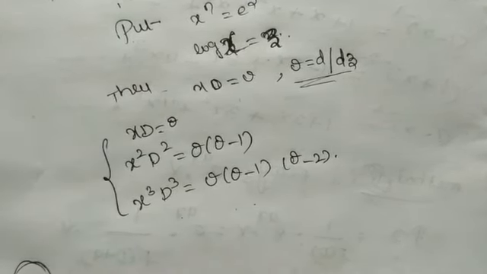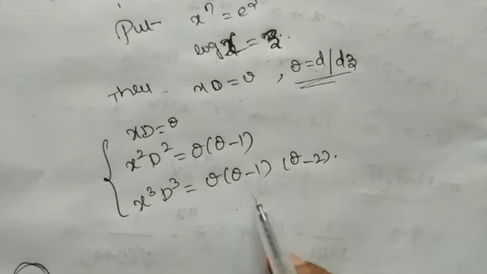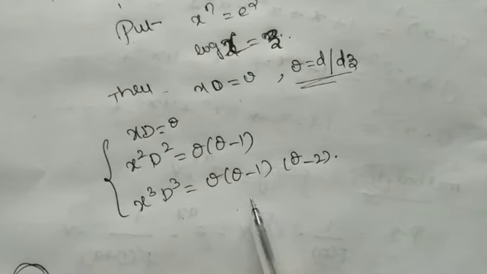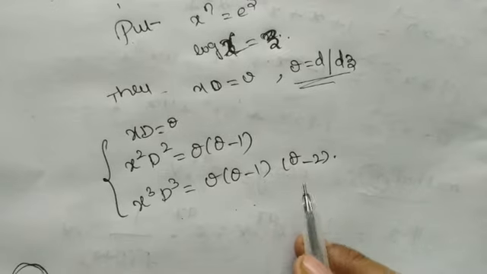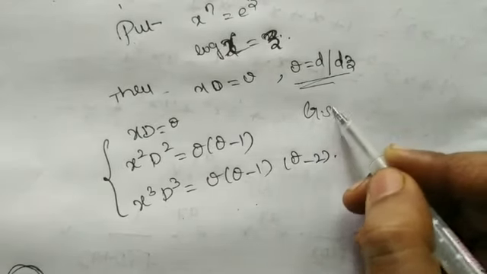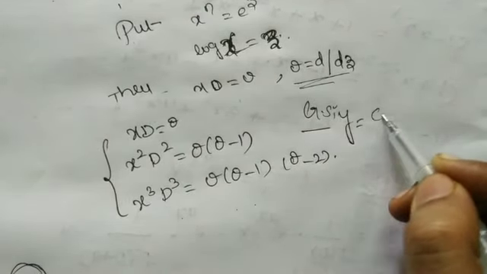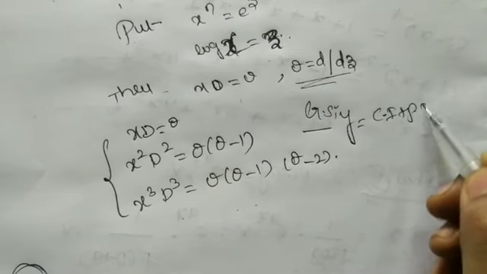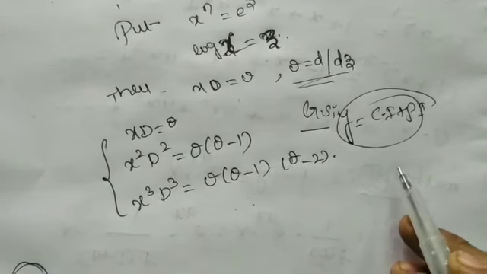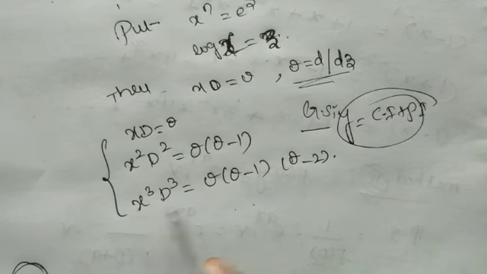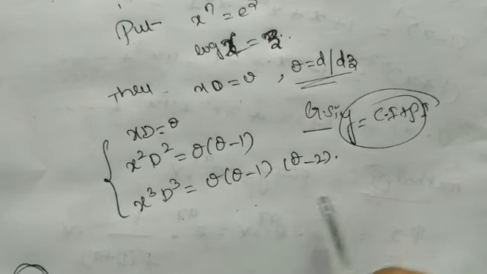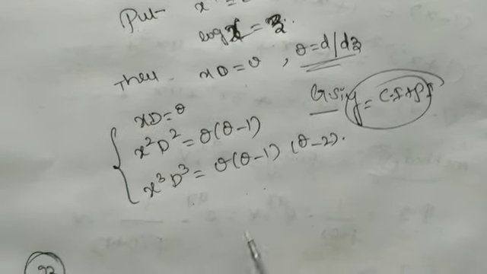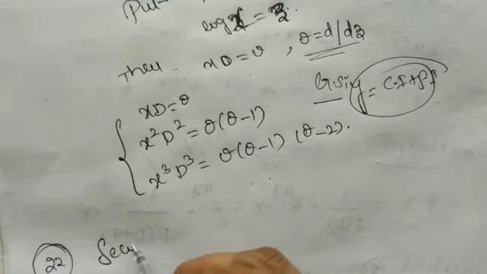By solving this, that is the auxiliary equation, then find the particular integral. Therefore the general solution is y = complementary function + particular integral. The particular integral is found by solving using the 5 methods. Then we get the particular integral.